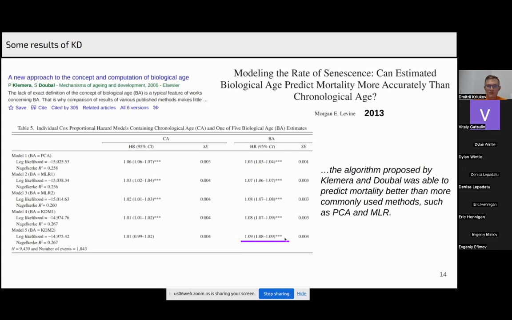And this is seen from the table she provided in her paper, where the hazard ratio coefficient is the largest among the other models. This means that biological age is really a good predictor of mortality, and of course is a better predictor of mortality than chronological age. And this, as we discussed before, is a criterion of a good biological age estimate. So Professor Morgan Levine thinks that's a good model.